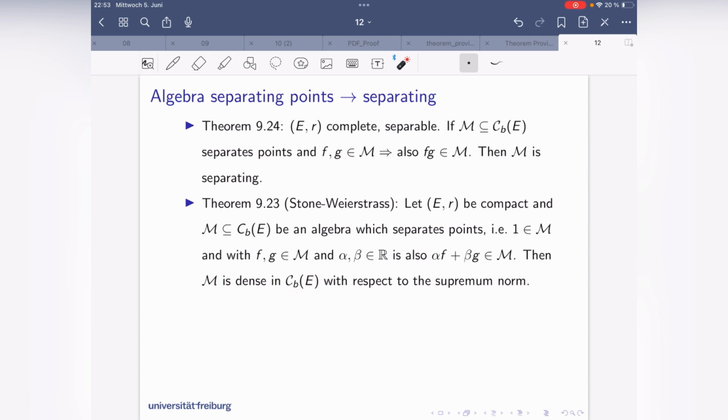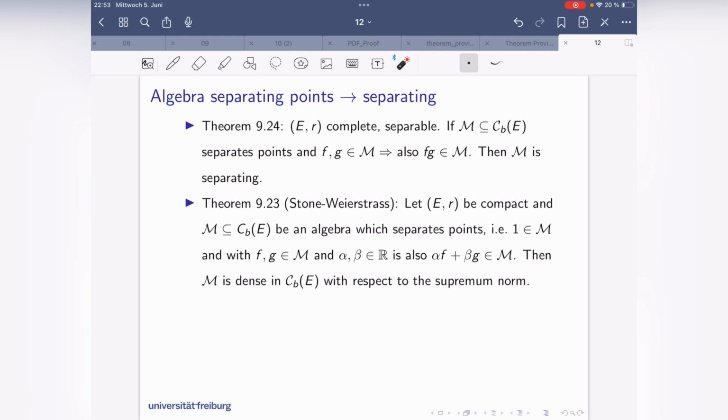So usually you have this theorem in calculus 2 or something, where you show that polynomials are dense in the space of bounded continuous functions, or continuous functions on a compact space. Okay, so that's what we need here. Apparently, we have more conditions here on the Stone-Weierstrass theorem. For example, 1 has to be in M.